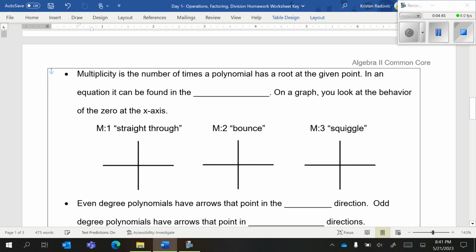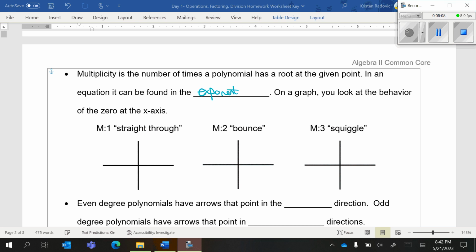Okay, so your multiplicity is the number of times a polynomial has a root at the given point. Remember, you can have at most answers being the same as your degree, but sometimes your answers can happen multiple times. That is a multiplicity. Now, in an equation, it could be found in the exponent.